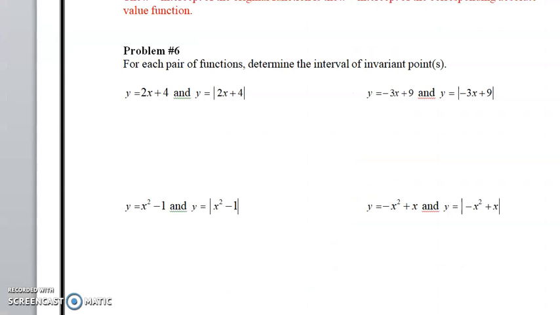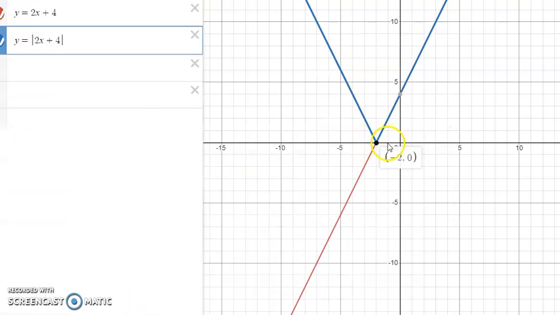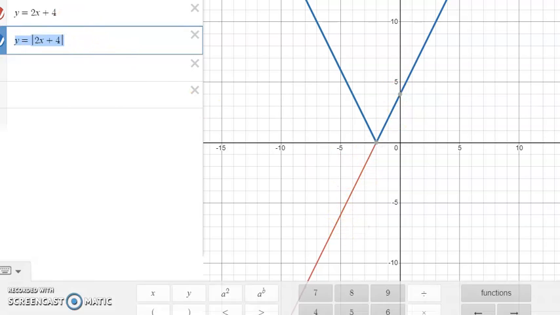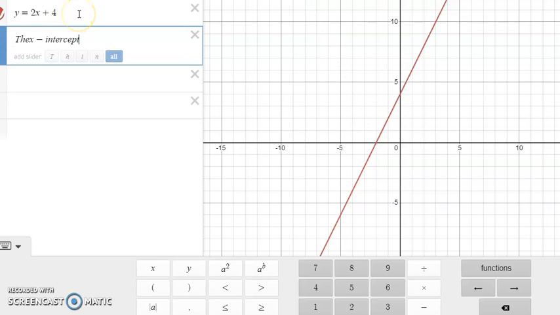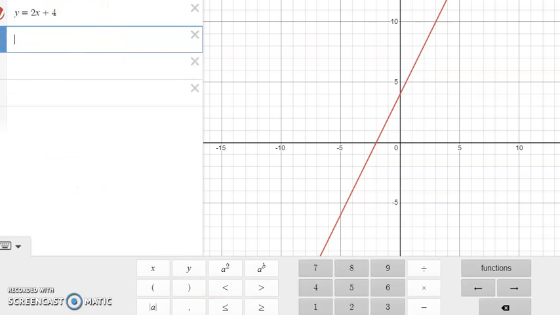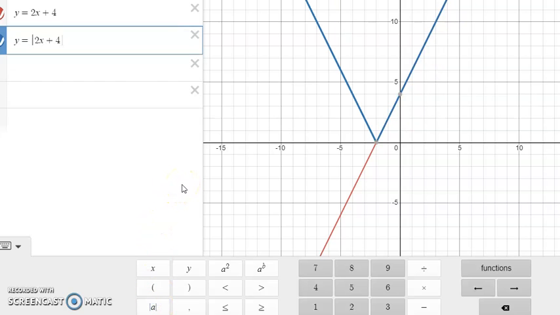The interval of invariant points is going to be the x-intercept plus all of the other points along this positive part of the curve. These are all the same. The original curve is the red underneath. You can't see it now, but I'll take this out, and put it back in. Y equals absolute value. There it is, and there it is. So what points remain unchanged? It's an interval of points, all the points here.